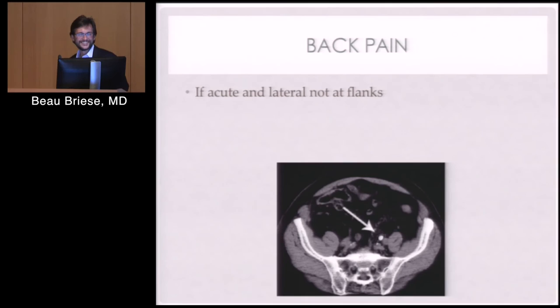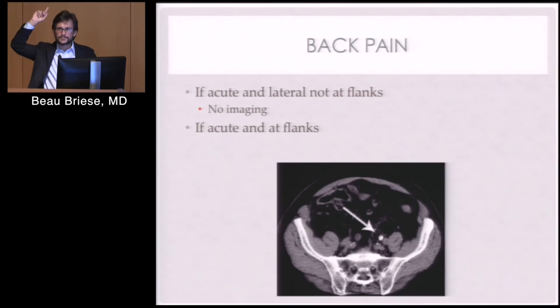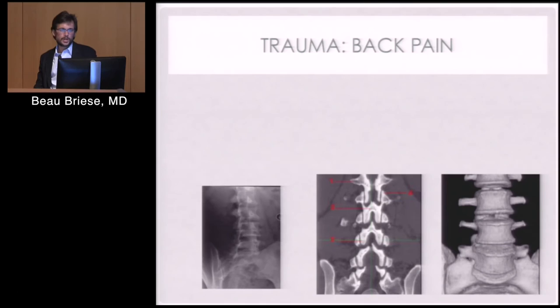Back pain. It's acute and lateral, but it's not at the flanks. So, I was lifting something up, and it hurts on my right side, right? A little bit. But it's not at the flank. It's kind of below that, sort of lateral lumbar. Nothing in midline. You don't need imaging. If it's acute in the flanks, then you get the picture of the kidneys. Good. So, back pain, trauma.